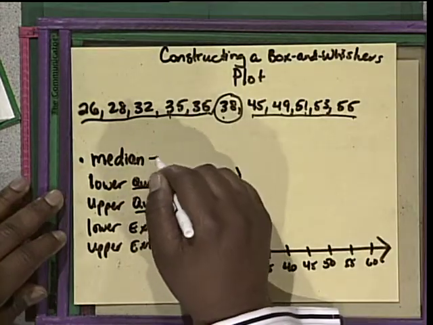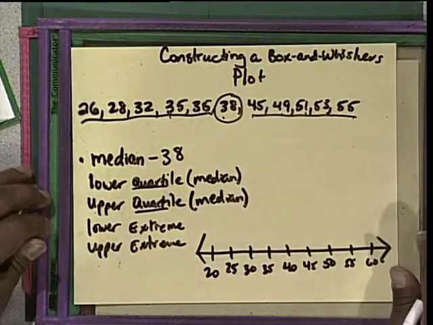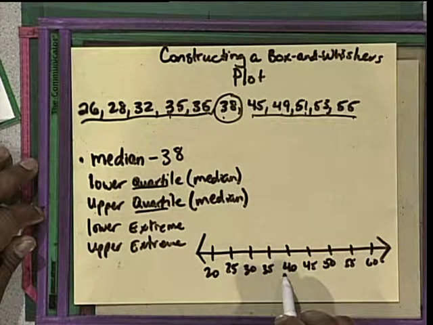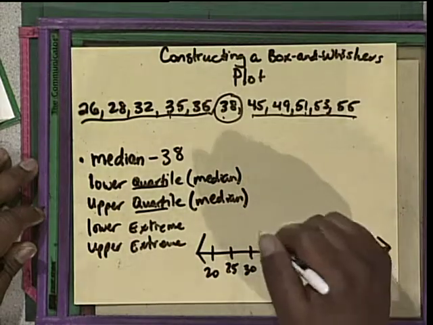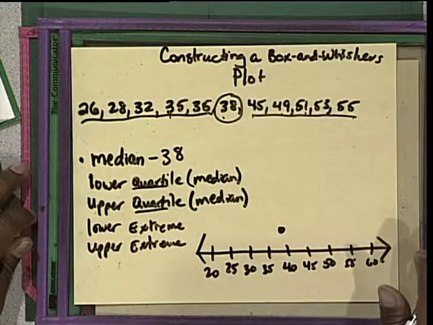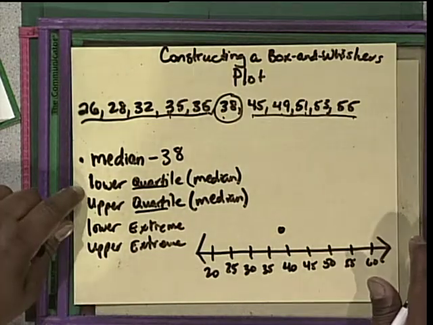38 becomes my median. What I'm going to do next is go to my number line and place a point on top of 38. I see I have 35 and 40. I know 38 is a little bit closer to 40, so I'm going to go a little bit closer to 40 and put my point for 38, which is my median. The next thing I'm going to do is find my lower quartile.